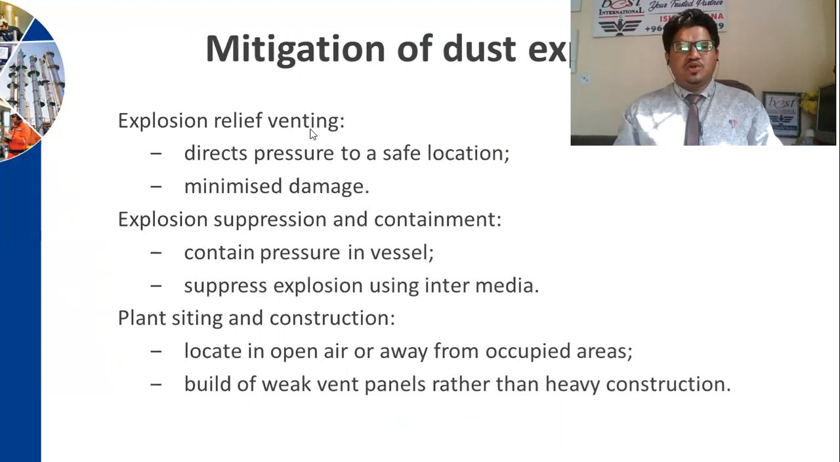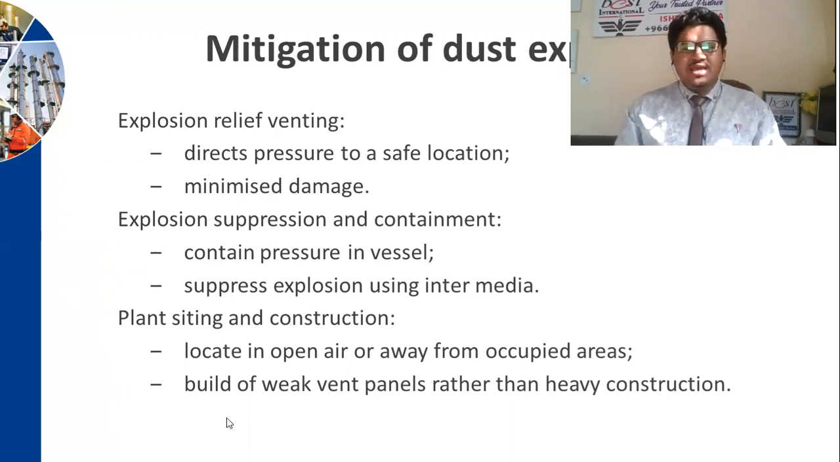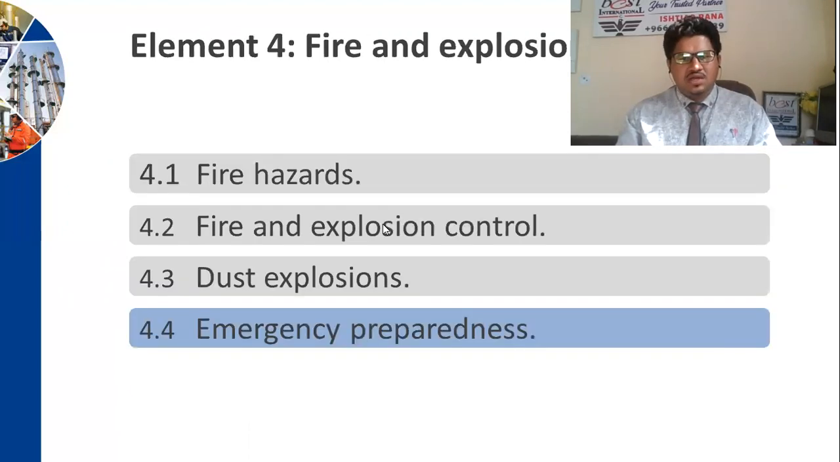Mitigation of dust explosion: explosion relief venting, where we direct pressure to a safe location to minimize damage; explosion suppression; and containment, containing pressure in vessels. Each point technically must be designed well. Suppress explosion using intermediate. Now, plant siting and construction: locate in open air or away from occupied areas. Build weak vent panels rather than heavy constructions. So again, it's a design phase.